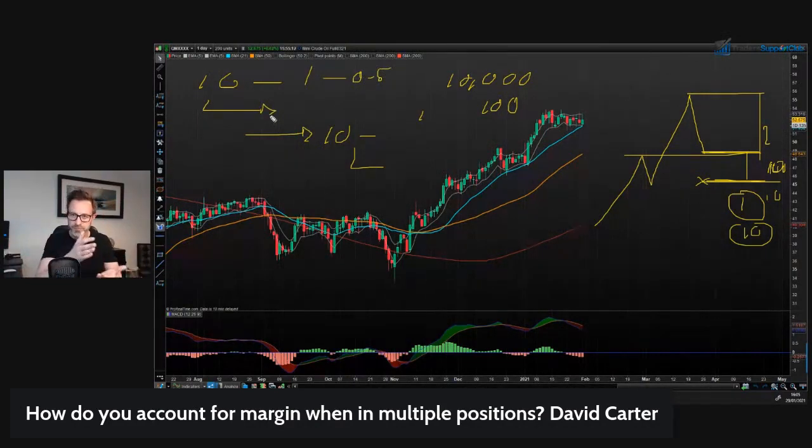So invariably, I don't really worry or need to account for margin. The majority of traders spend too much time worrying about margin, and the reason is that they are risking too great a percentage of their account. They might be risking 5 or 6%, or even sometimes 10% of their account.